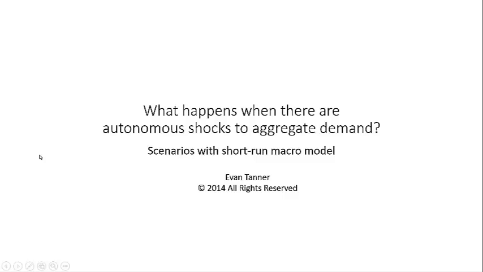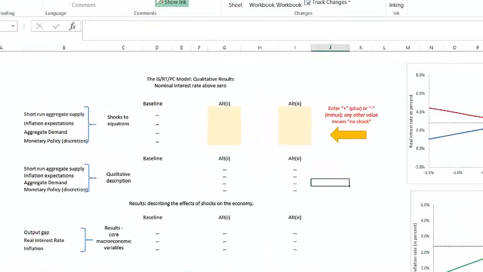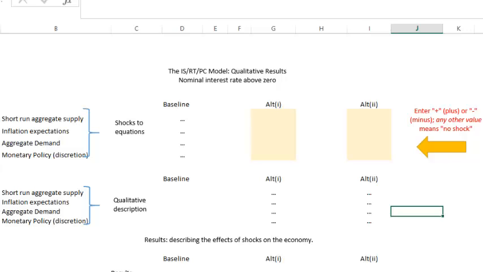Hello, in this video we're going to examine what happens when there are autonomous shocks to aggregate demand. We're going to be using our spreadsheet version of our short-run macro model, the ISRT-PC model. Our first set of experiments will involve autonomous shocks to aggregate demand. We might think of these as situations where the government chooses to spend more or less than normal.